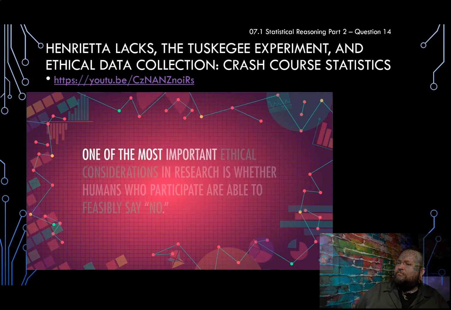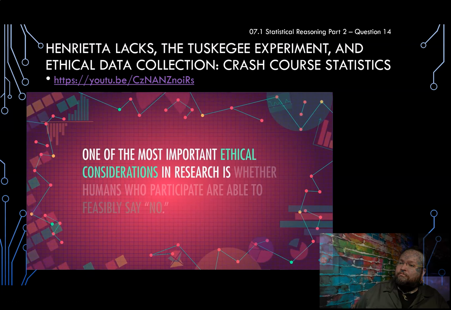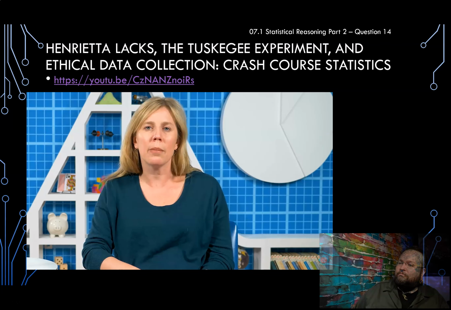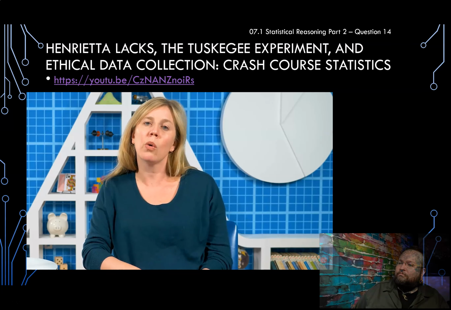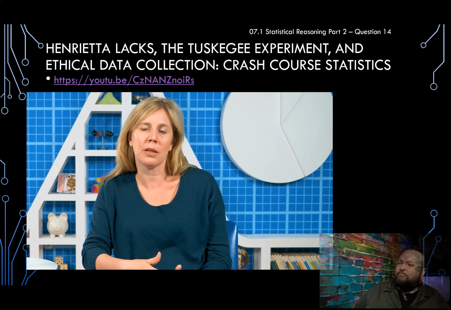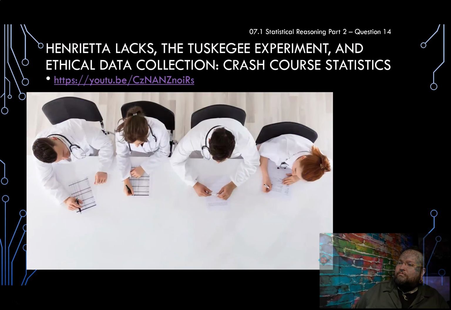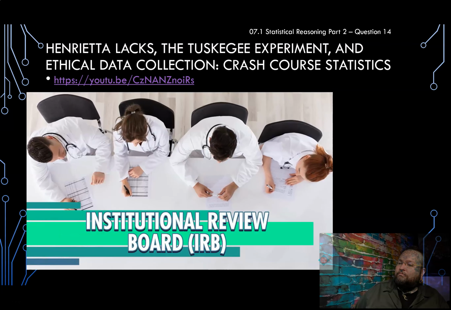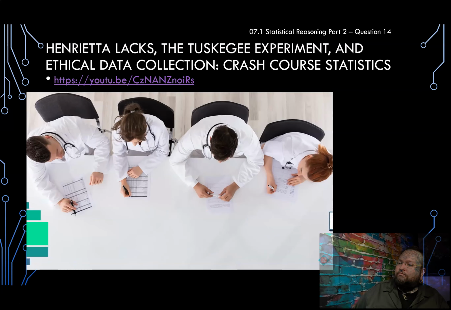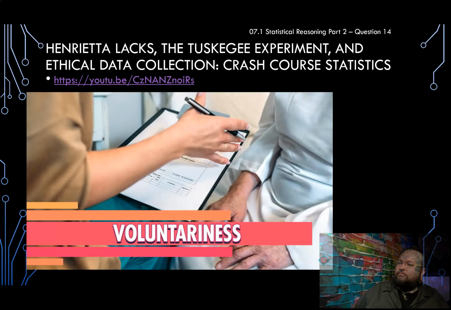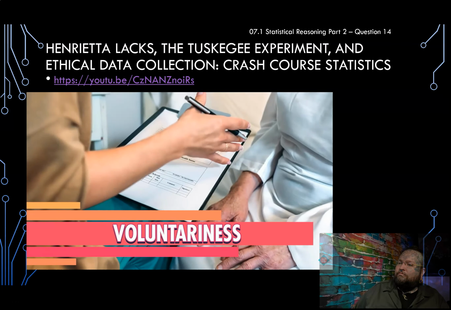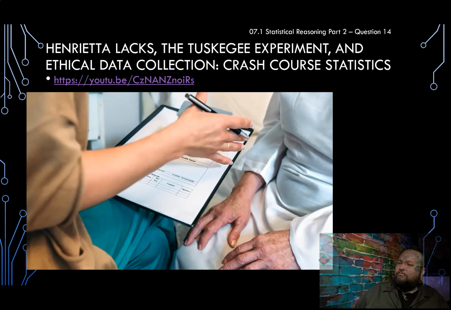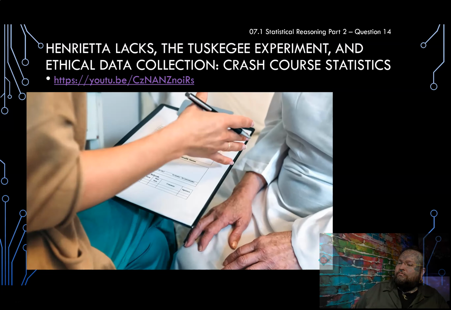One of the most important ethical considerations in research is whether humans who participate are able to feasibly say no. People with little power, resources, or money can be coerced into participating in experiments that they're uncomfortable with. Most research institutions have a committee called the Institutional Review Board, IRB, which oversees all the research at that institution to make sure that it's ethical. Voluntariness is one of the most important things that they check for. This prohibits people with undue power or influence over us from asking that we participate in a research study.